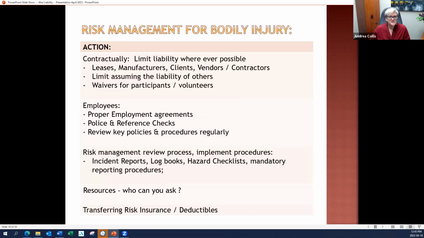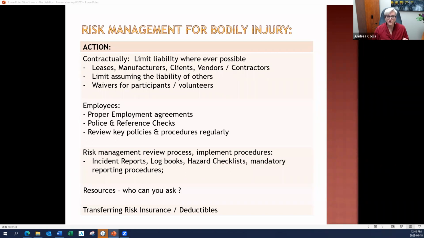So let's move on to some simple risk management in bodily injuries. Again, I would say contractual liability is important where you can. We sign a variety of contracts as business owners and leaders, from leases to vendors to contractors, and we can always try to limit our liability in those areas. But in a lot of the third-party contracts we see, they actually try to transfer other people's liability to us. So one of the things we need to be aware of is limiting assuming the liability of others. In my opinion, everybody in business should be responsible for their own negligence, but quite frequently the contracts we see try to get our businesses or our clients to assume the liability of others.